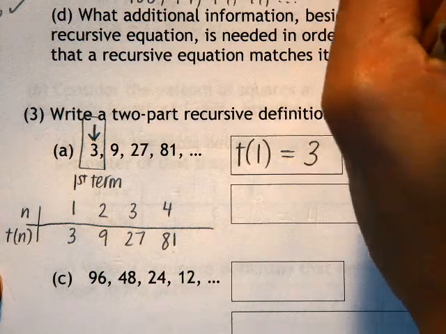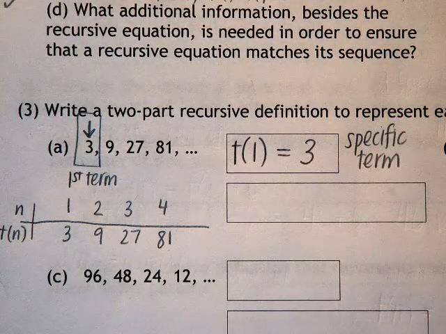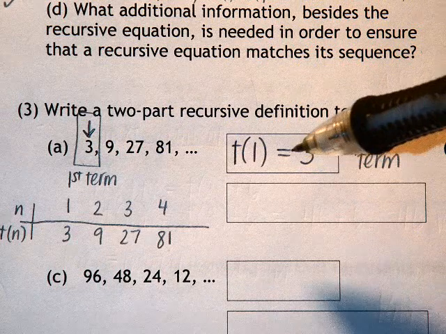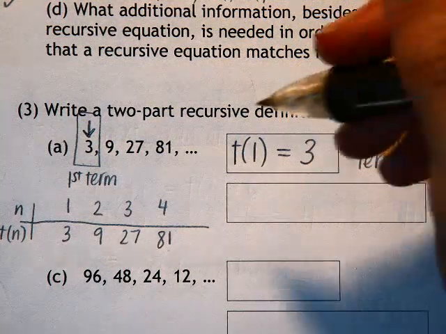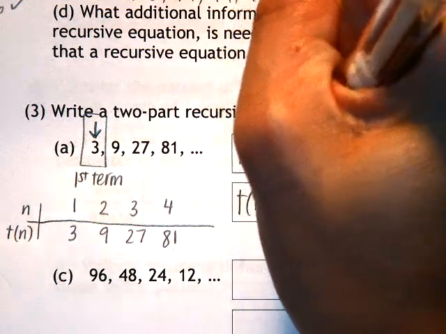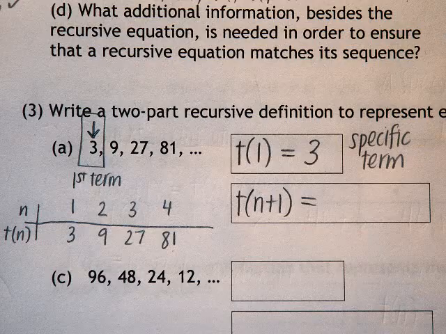You can technically call out any specific term you want to. It doesn't have to be the first term, but you'll find that customarily it's just the first term because it just makes sense. Like the first one they give you is usually the first one you write. Now the next part always starts with t of n plus 1. Then we say equals. And this is where we say what the pattern does.